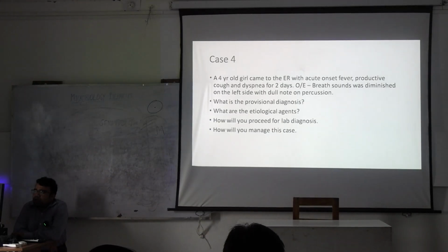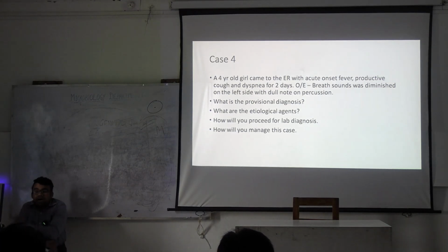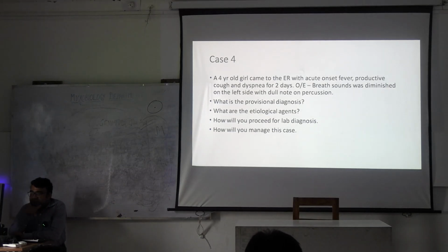Now, next question. A 4-year-old girl came to the emergency room. Please keep in mind these words. These are some of the indications that you have to be very, very careful. Look in this question. It's a 4-year-old girl who came in the ER. ER means emergency room, not in outpatient. Next, with acute onset fever, productive cough and dyspnea for 2 days.